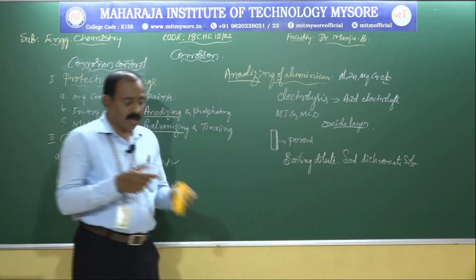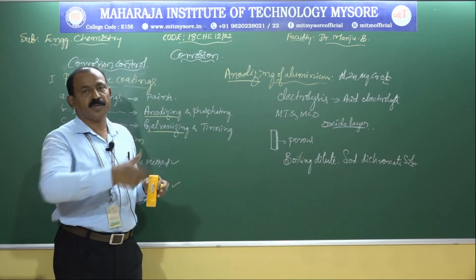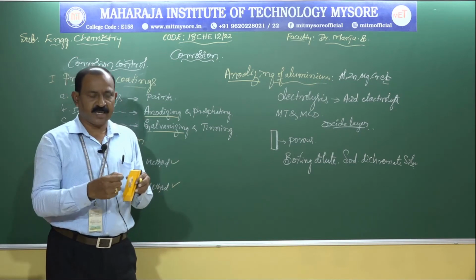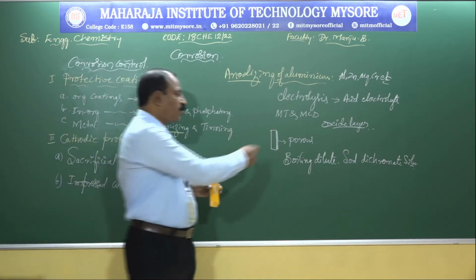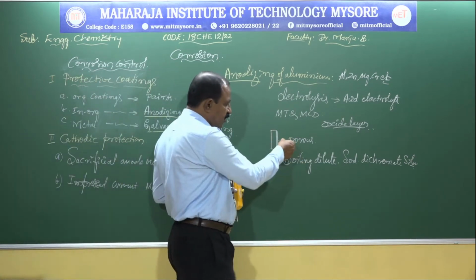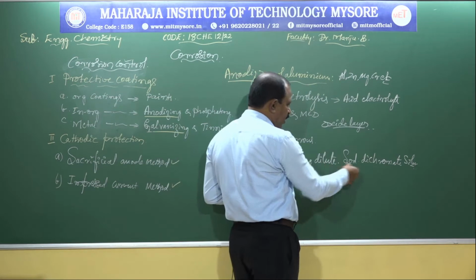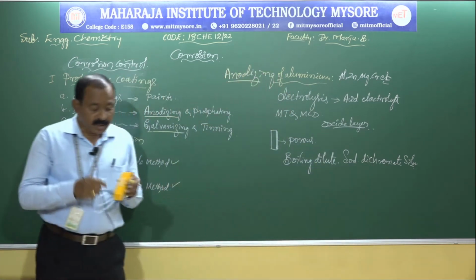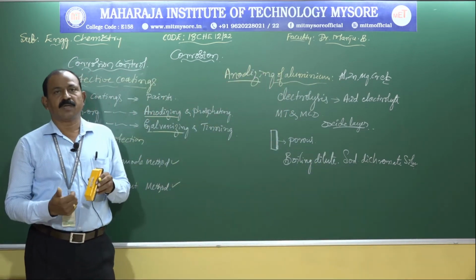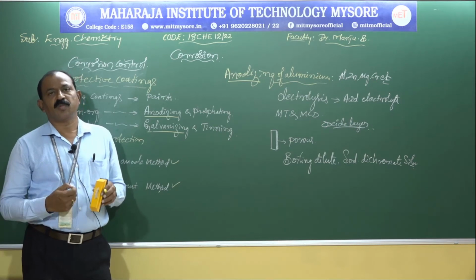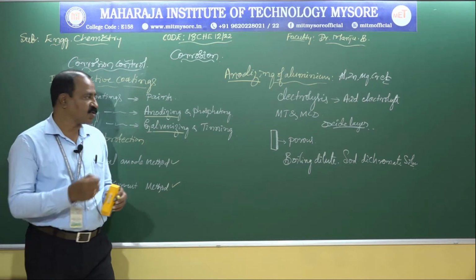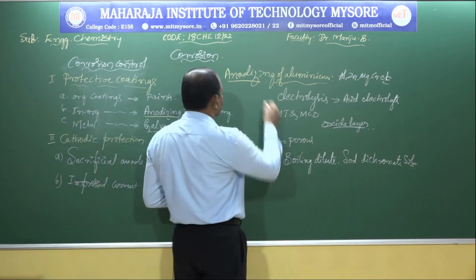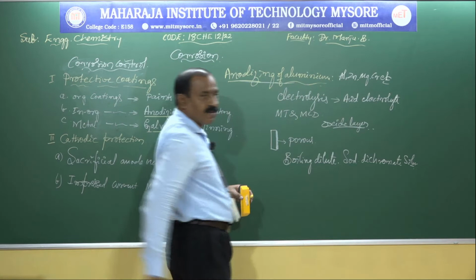Then it becomes insoluble in water. When aluminum undergoes oxidation, it forms an oxide layer that is insoluble in water but porous. The pores can be sealed by using boiling dilute sodium dichromate solution. Then it becomes insoluble and non-porous, so the rate of corrosion is automatically controlled and reduced. That is the process called anodizing of aluminum.